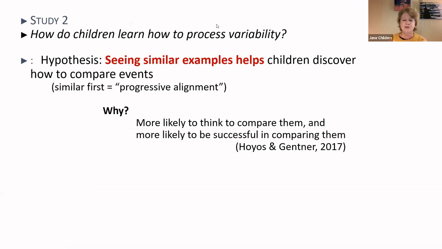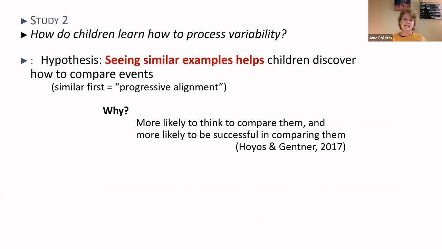So how do we help children, or how do they learn how to process variability? They don't get stuck there in development. They can learn verbs. We just have to figure out how they're doing it. So how do they learn how to learn verbs? How do they learn how to process events that are more variable?